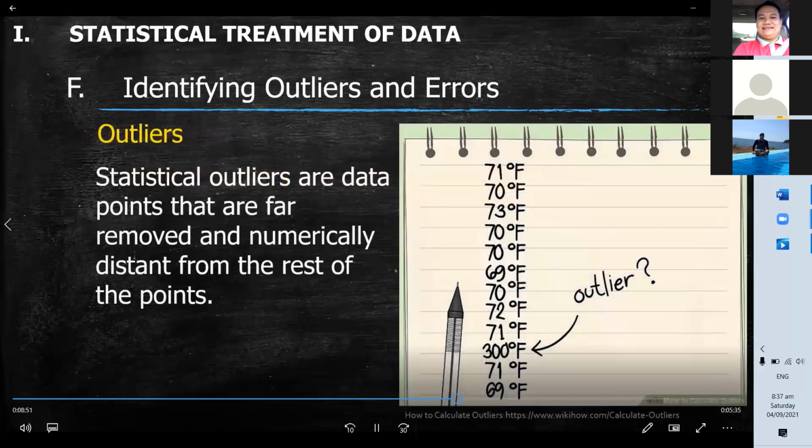Outliers. Statistical outliers are data points that are far removed and numerically distant from the rest of the points. One should be careful while dealing with outliers and not mistake them for experimental errors or exceptions. Outliers can indicate a different property and may indicate that they belong to a different population.